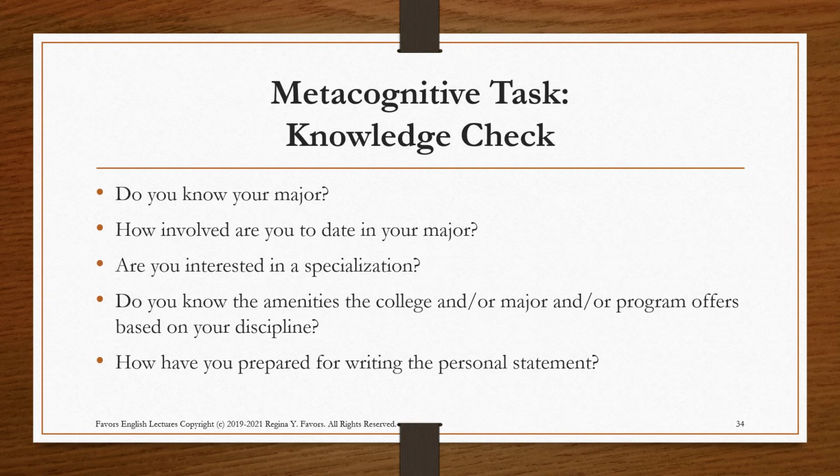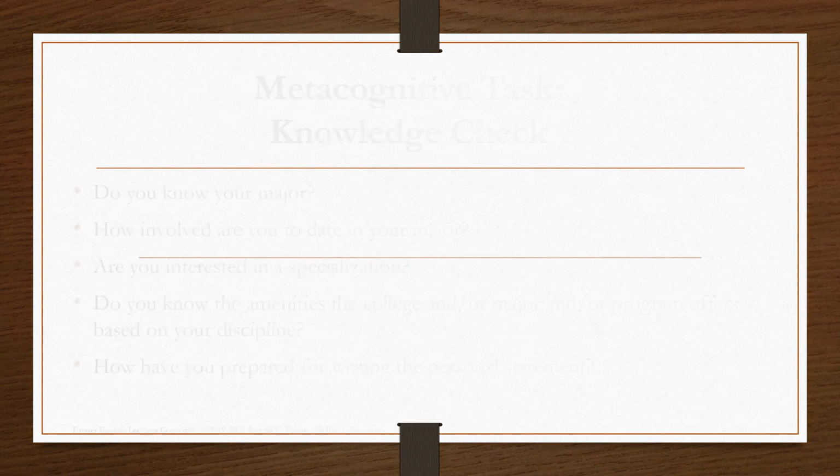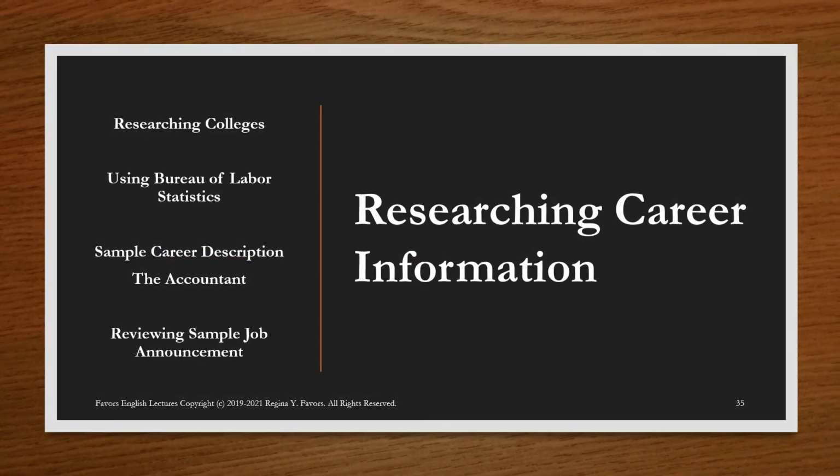So the first 2 years that you are out of high school and you are in a community college setting is the time that you should take to work on your plan. Let's look at researching career information, researching colleges, of course. You using Bureau of Labor Statistics.